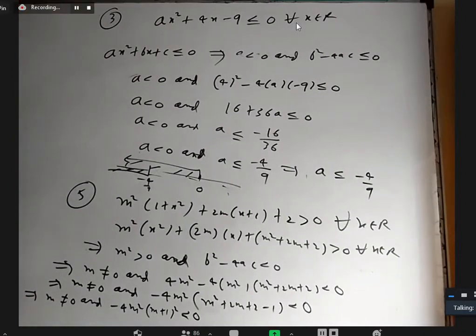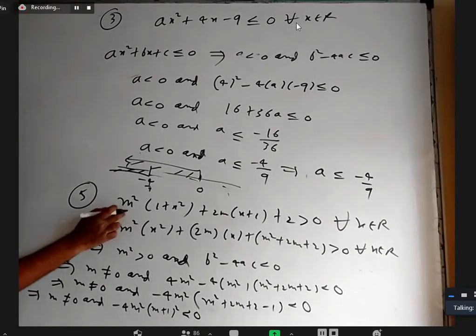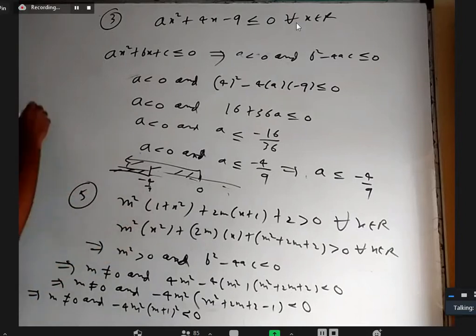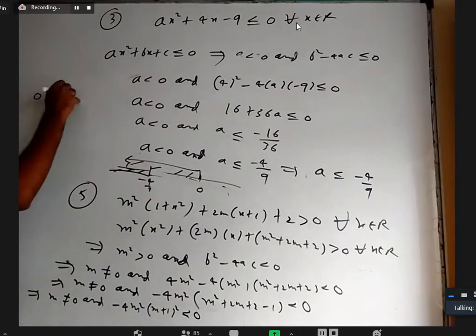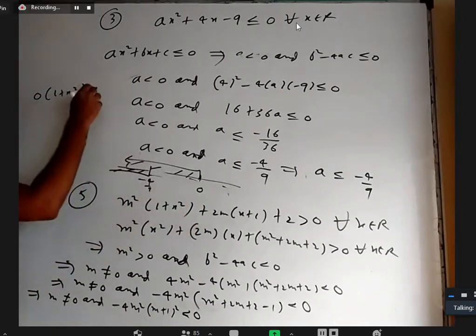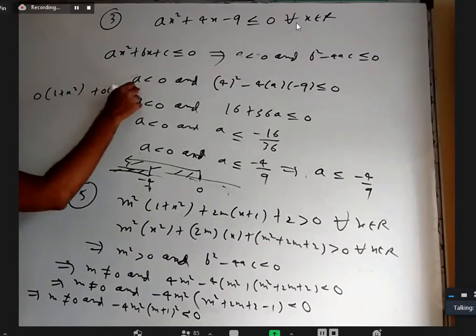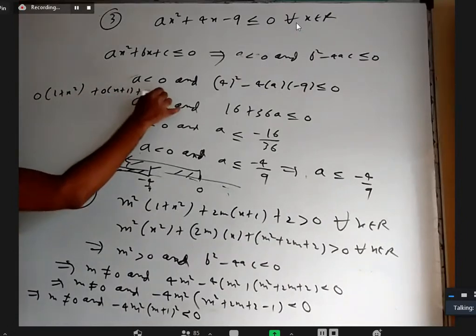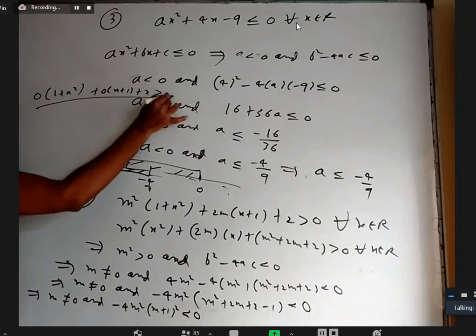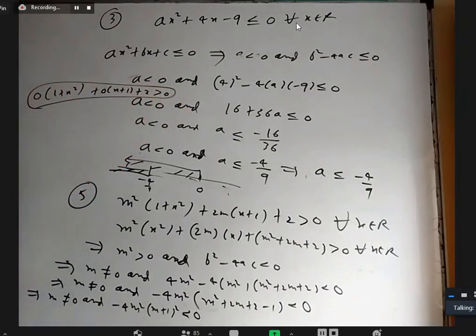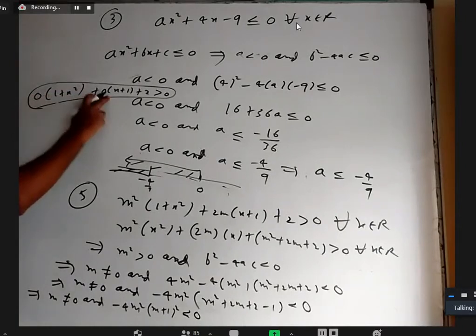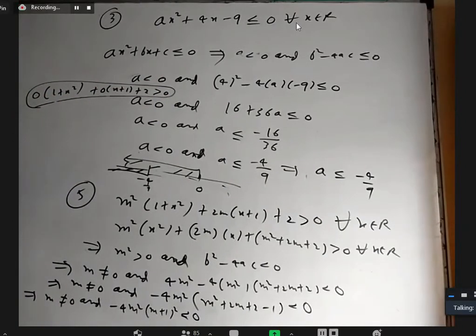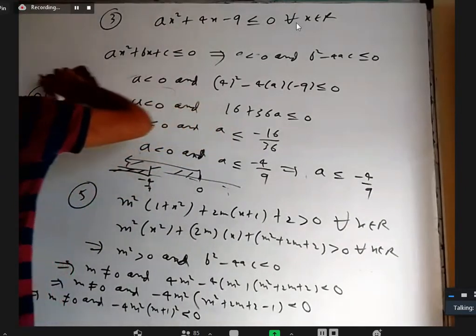Anyway, so here, if I take m equal to 0, what happens? Let us see. 0 into 1 plus x square, 0 into x plus 1 plus 2. That to be greater than 0. Tell me for what x values this statement will be true. For all x belongs to R. Whatever x you take, this is 0, this is 0 plus 2, LHS will be 2, 2 is greater than 0. So m equal to 0 is also okay for us.